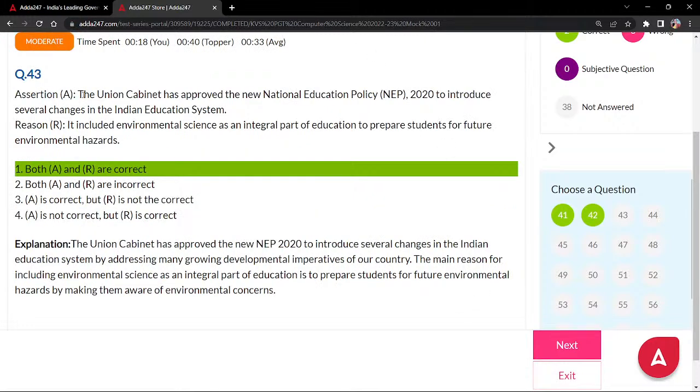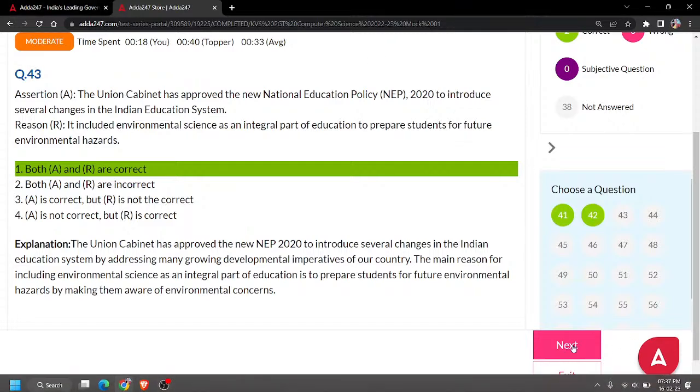Next is an assertion reason based question. The Union Cabinet has approved NEP 2020 to introduce several changes in Indian education. Yes, it is true, and it includes environmental science as an integral part of education to prepare students for future environmental hazards. So both A and R are correct.